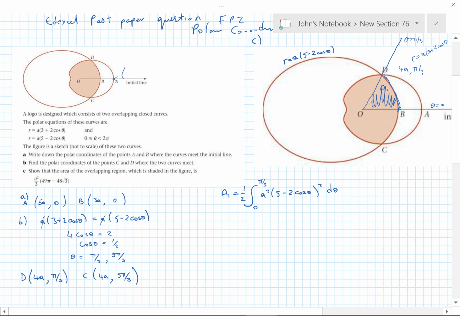Okay, right, now let's just do this in a different colour so we don't get lost. Right, now coming from here, we'll call this area A2.